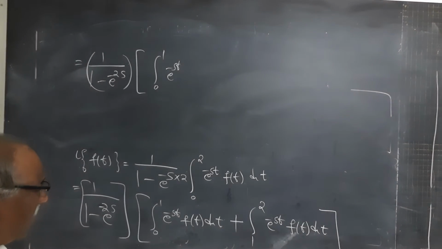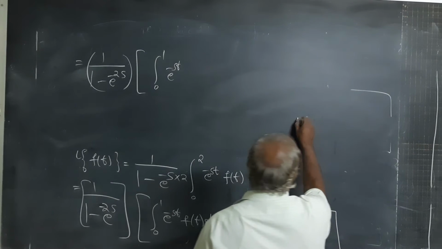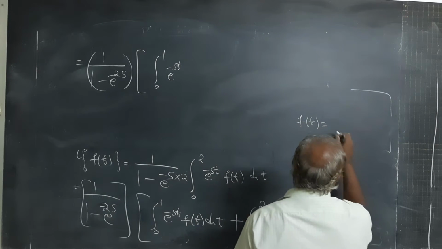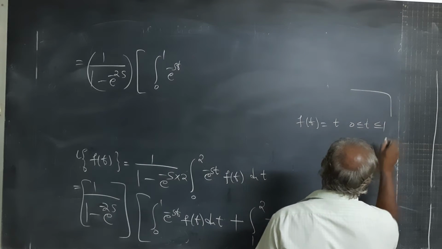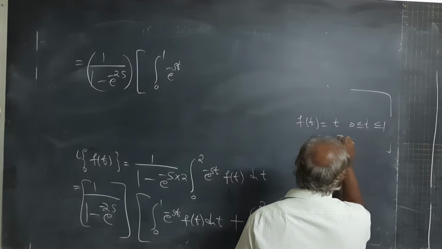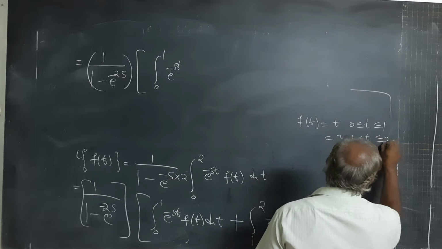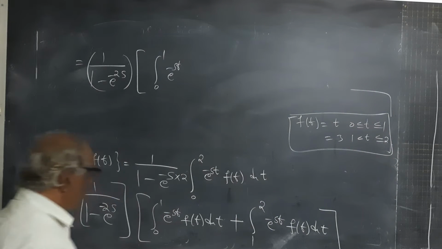Let us continue the previous lecture on periodic function. What I have written is the periodic function like this: f of t is equal to t in the interval 0 less than or equal to t less than or equal to 1, and it is equal to 3 in the interval 1 less than t less than or equal to 2. This is the problem, whatever it is given.